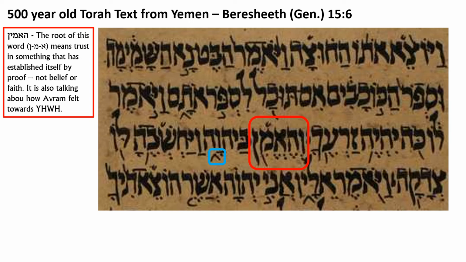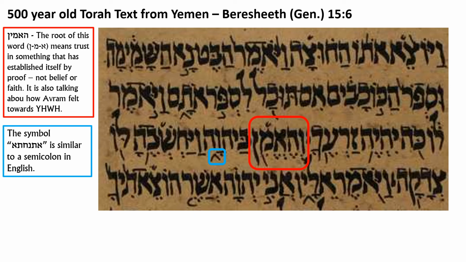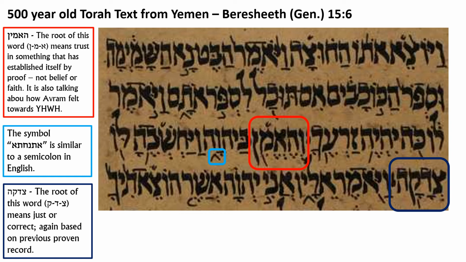The other issue here is that this little symbol surrounded in blue is called an Etnachta, and it's similar to a semicolon. If you look in the BOY, they don't put a semicolon there. I think they put a comma, which is incorrect. The next thing here is the word tzadaka at the end of the statement. The root of this word is tzadi dalet kuf, which means just or correct. And again, it's based on a proven record.